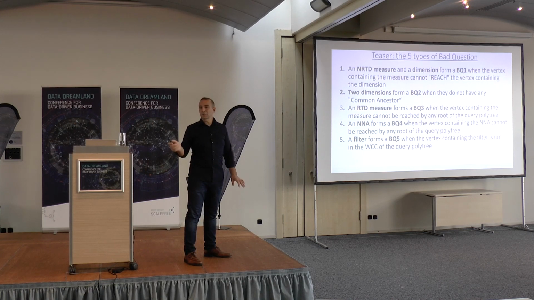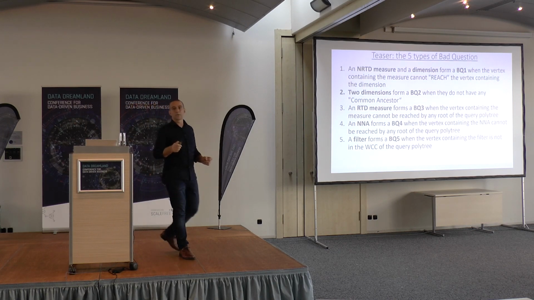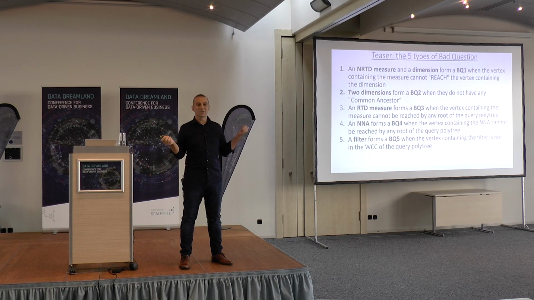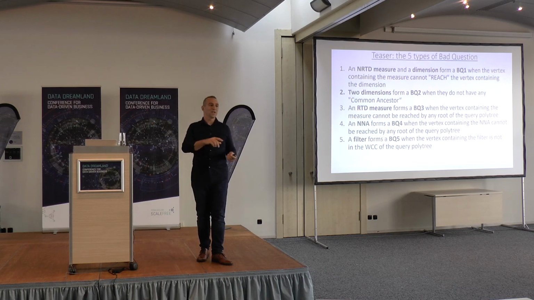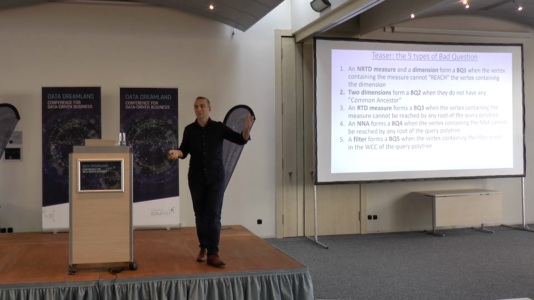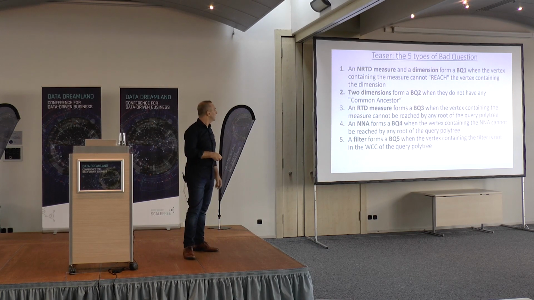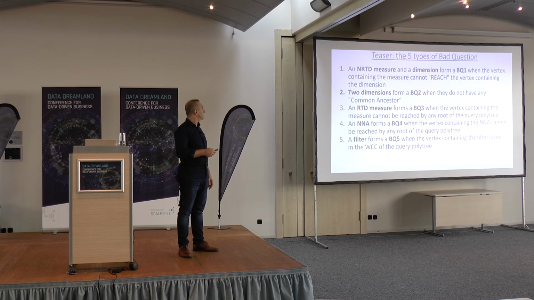An NNA is another thing totally invented by me; it doesn't exist anywhere. No one talks about this. NNA stands for non-numeric aggregations. In Astrato, they were making the mistake that anything that has an aggregator was treated as a number. So you were allowed, I hope they fixed it, to drag and drop max of client name as a value to put in a line chart. And I said, guys, just because you are aggregating doesn't mean it is necessarily a number. It's two different things. So an NNA follows the identical rule as an RTD measure. It forms a bad question type 4 when the vertex containing the NNA cannot be reached by any root of the polytree.